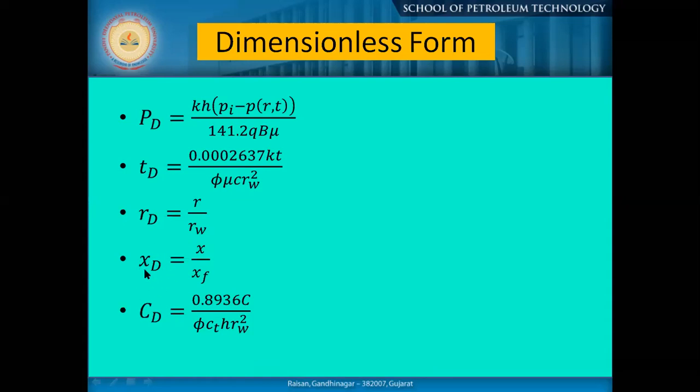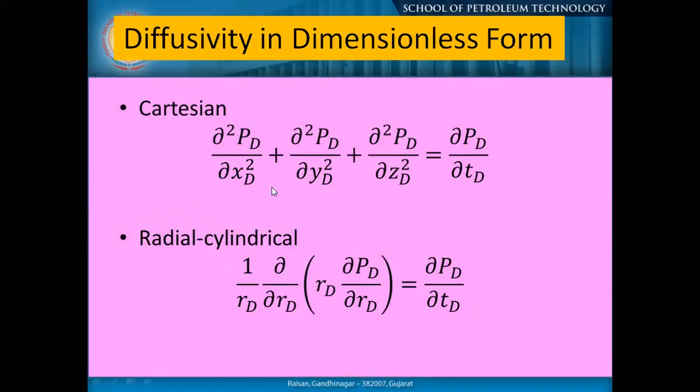This is half distance, the dimensionless fracture length. Okay, it is fracture length. And this is your wellbore storage formulation with respect to C. So these are the formulations and how you solve them. We have discussed this in Cartesian and in the dimensionless form.